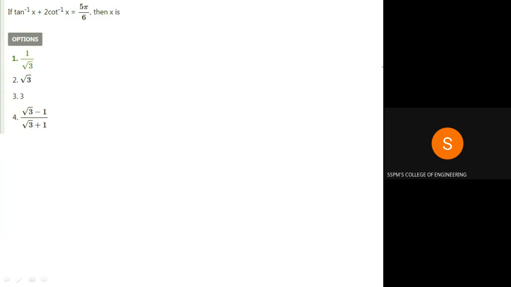A similar example we have solved, and at that time we used this formula. What was it? Tan inverse A plus cot inverse A is equal to pi by 2. Similarly for sine and cos we have used: sine inverse A plus cos inverse A was also pi by 2. So this is also one of the formulas that will be useful for your examination.